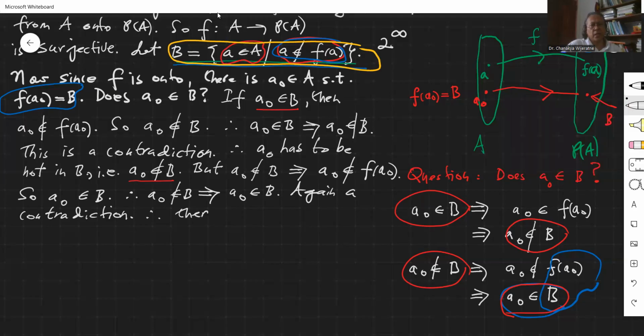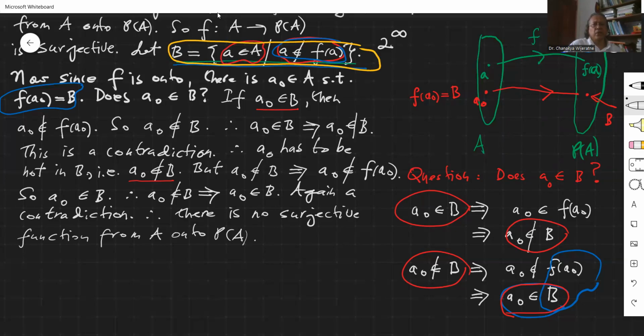So therefore, there is no surjective function from A onto the power set of A. So here we finish the proof. We draw the Halmos tombstone. Now let's go over the proof again, the writing.